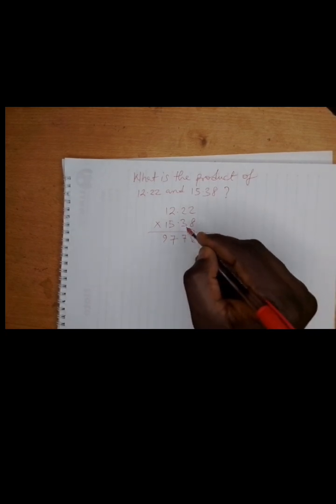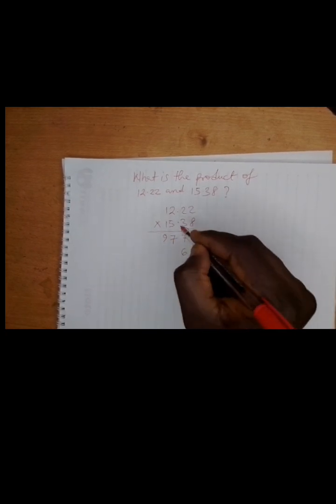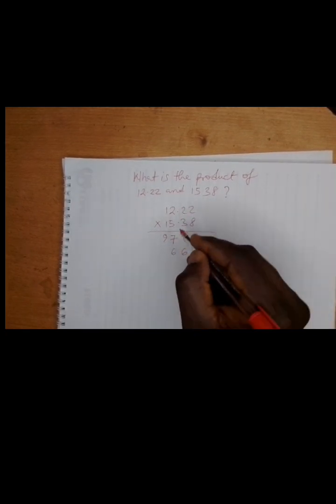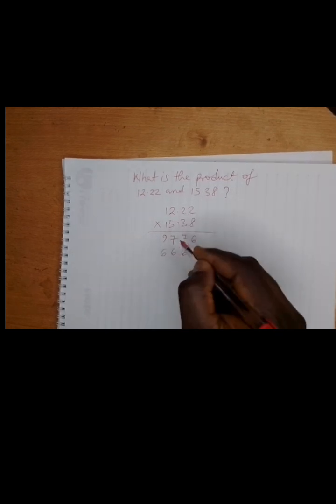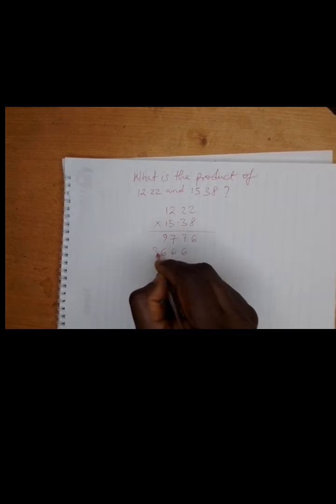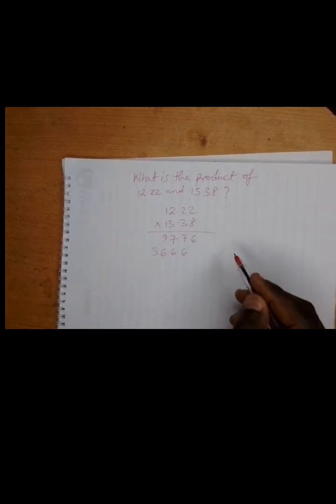So let's do 3. 3 times 2 is 6. 3 times 2 is 6. 3 times 2 is 6. 3 times 1 is 3. We are done multiplying with 3.